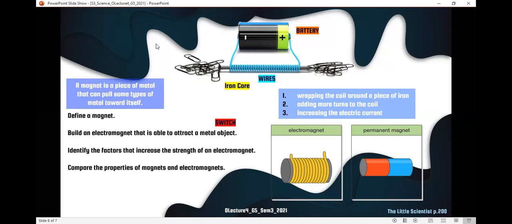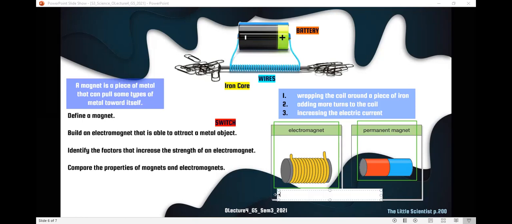What is the difference between a normal magnet and an electromagnet? Give me one difference between these two. An electromagnet uses electricity to turn on. Bravo Mahdi, bravo. An electromagnet can be turned on or off.